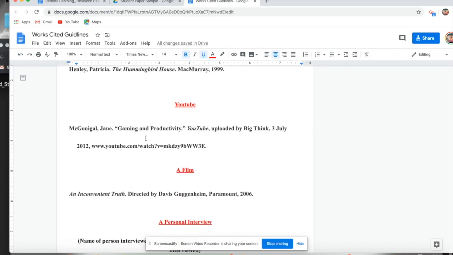And this article was taken from a book. Okay. And then YouTube, let's say you decide to go on YouTube or use one of mine, whatever, that's how you would cite it. Okay. And once again, you take out the HTTP. You don't need that in there. And then 3rd of July, whatever, that would be the day that you accessed it. Okay.